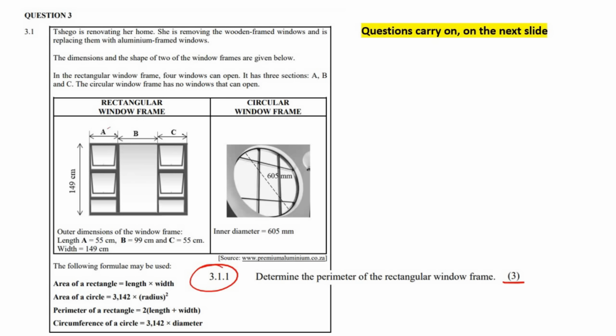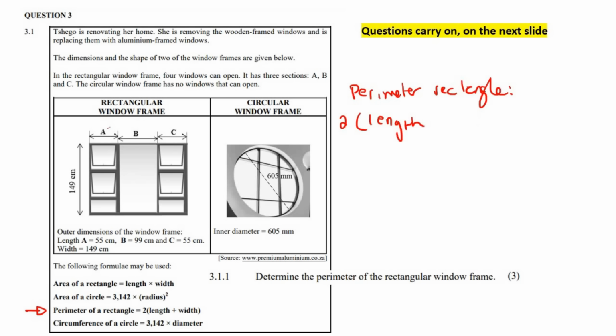The first question for 3 marks says, determine the perimeter of the rectangular window frame. So they've given us a perimeter of a rectangle formula. So we can say perimeter of the rectangle. And let's just write that down for ourselves. So it's 2 times, in brackets, length plus width. So that's going to be 2, and then what is the length of this entire window frame? So it's the whole window frame, right? So it's all of this. Okay. So the length would be A plus B plus C.